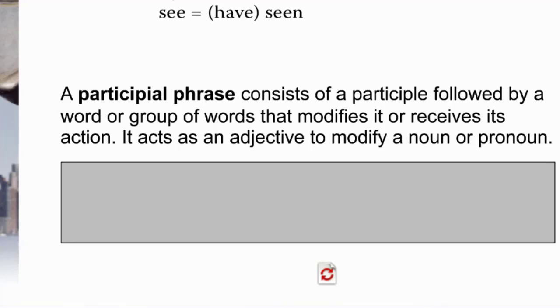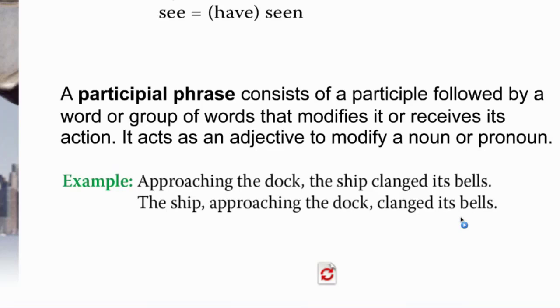A participial phrase consists of a participle followed by a word or group of words that modifies it or receives its action. It acts as an adjective to modify a noun or pronoun. A participial phrase can come before or after the noun it modifies. For example, approaching the dock, the ship clanged its bells. Another example would be the ship approaching the dock clanged its bells.